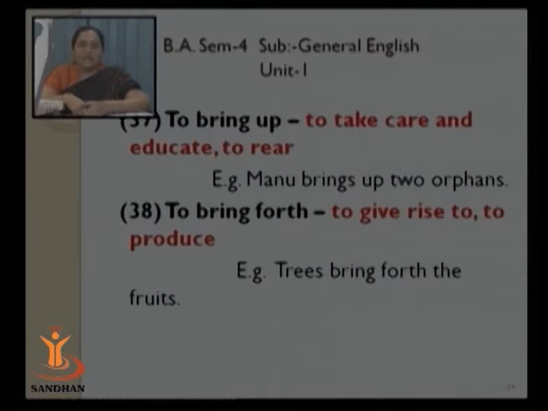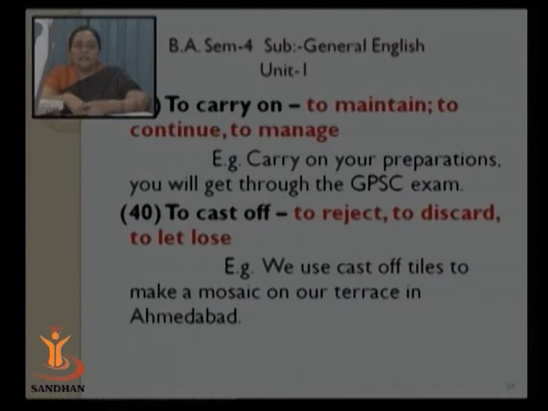Number 38. To bring forth means to give rise to, or you could say to produce. For instance, trees bring forth the fruits. Number 39. To carry on means to maintain, to continue, or you could say to manage. For instance, carry on your preparations.